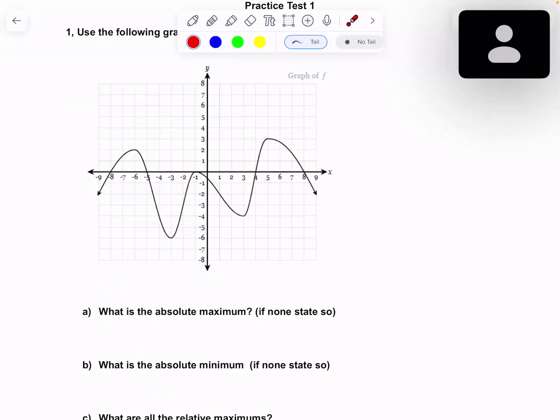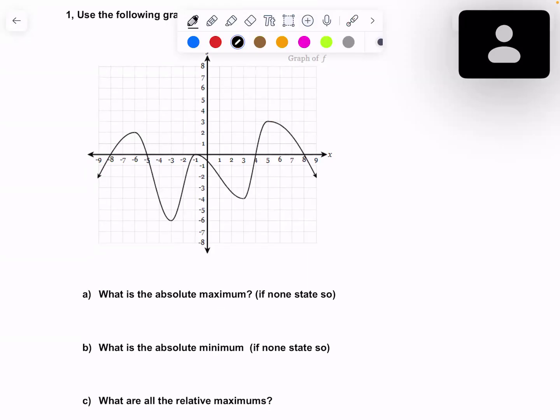Now, absolute means it's the highest point on a graph. A graph may or may not have a highest point. It might go up forever, for example, but some of them do. For this one, we see that both of the arrows are going down, so there has to be a highest point. And it looks like the highest point would be right here.